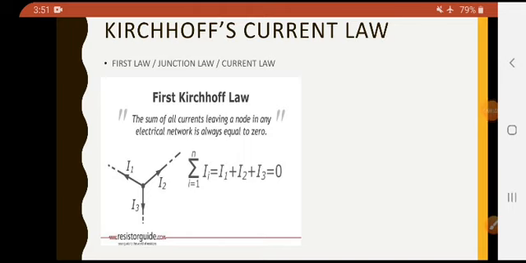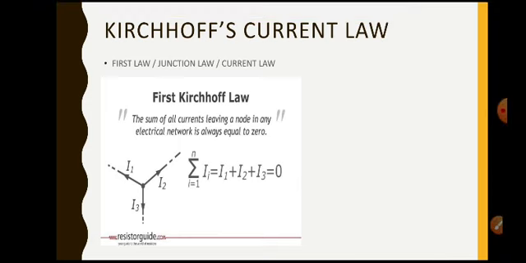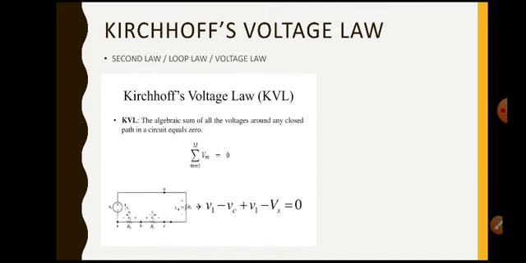Suppose some conductors carrying current are coming towards the junction and some are leaving the junction. The leaving ones are taken as minus, and the incoming ones are taken as plus. The summation of all the currents is zero, or you can say that the sum of the currents coming toward the junction and going away from the junction are equal. This is Kirchhoff's current law or Kirchhoff's first law. It is also known as the junction law.